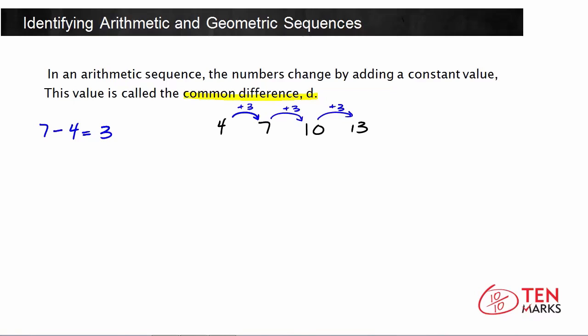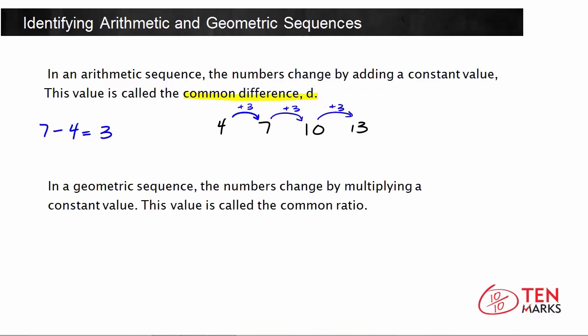Now let's talk about geometric sequences. In a geometric sequence, the numbers change by multiplying by a constant value. This value is called the common ratio, and the letter that we use for the common ratio is R. Let's take a look at an example of a geometric sequence. Say you had the numbers 1, 4, 16, and 64. This is a geometric sequence, and to find the common ratio, you would divide any two consecutive terms.